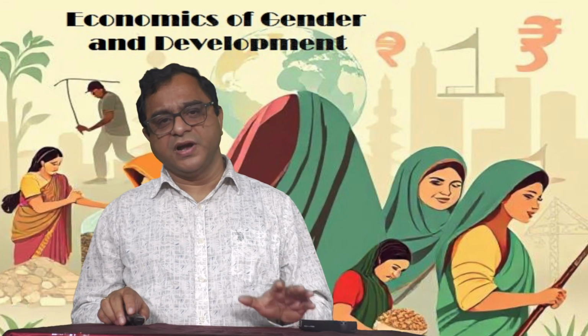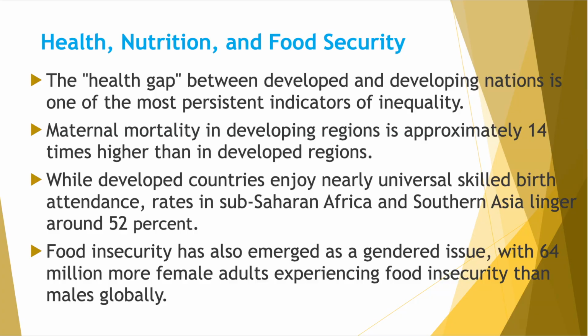And regarding the issue of health, nutrition, and food security, we see that the health gap between developed and developing nations is one of the most persistent indicators of inequality. Maternal mortality in developing nations is approximately 14 times higher than in developed regions. And while developed countries enjoy nearly universal skilled birth attendance, rates in sub-Saharan Africa and Southern Asia linger around 52%.